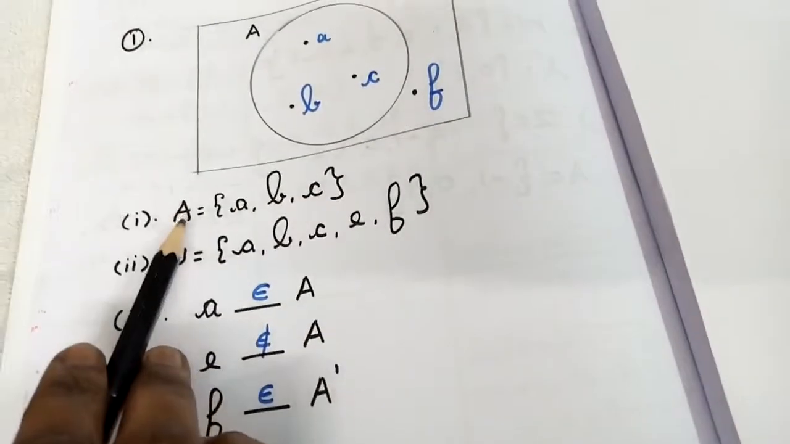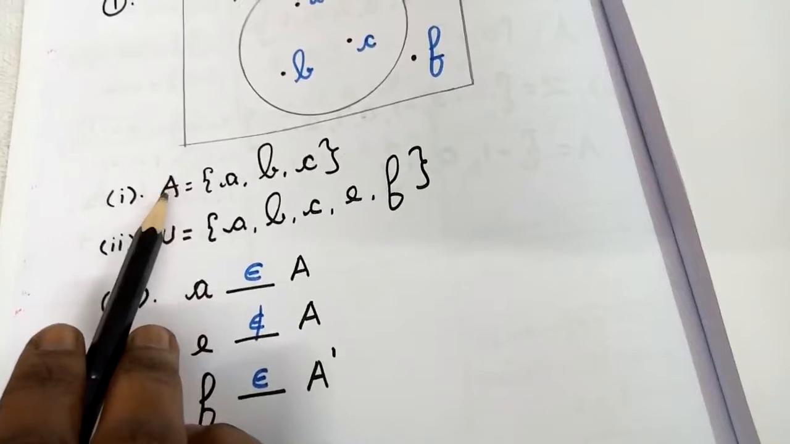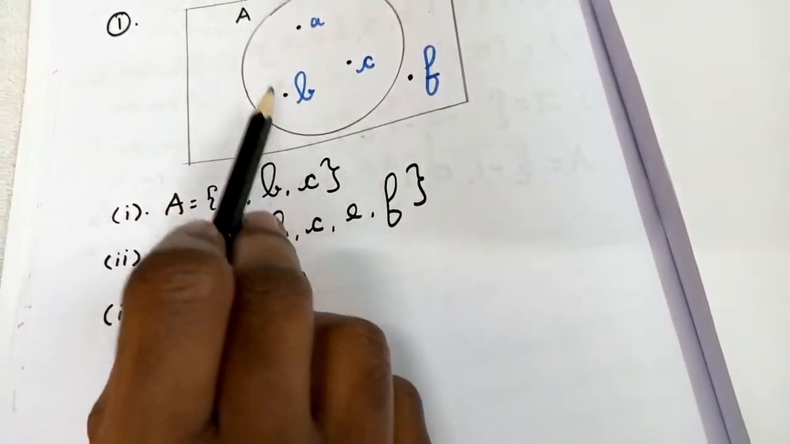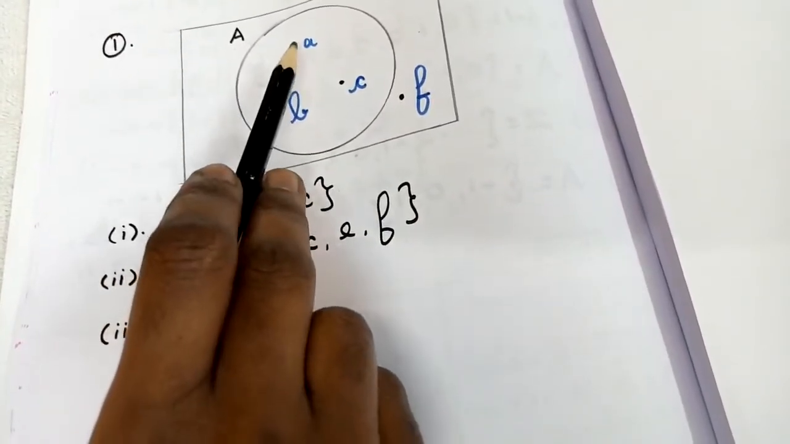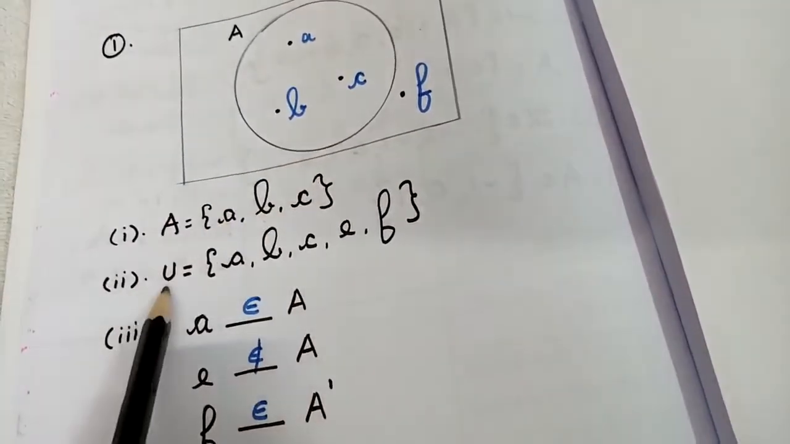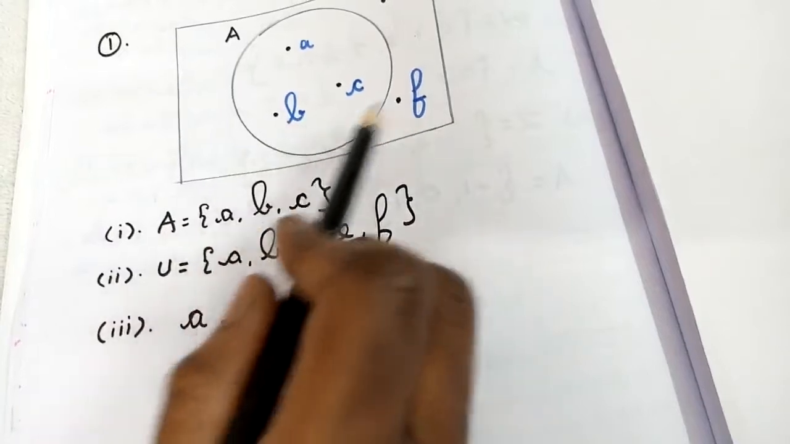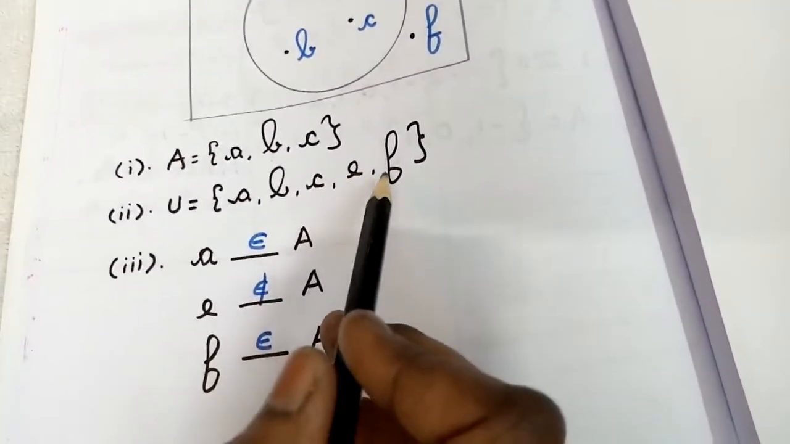And the first question they are asking you is to find the set A. The elements present in A are a, b and c. A is the circle. Inside the circle, what are all the values I am having here? a, b, c. So, a, b, c. Universal set means all the elements which I am seeing in the diagram. That is a, b, c, e and f.